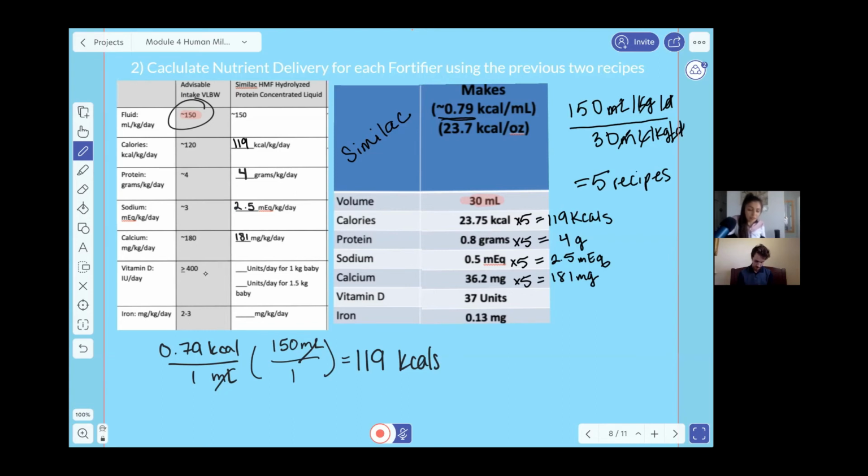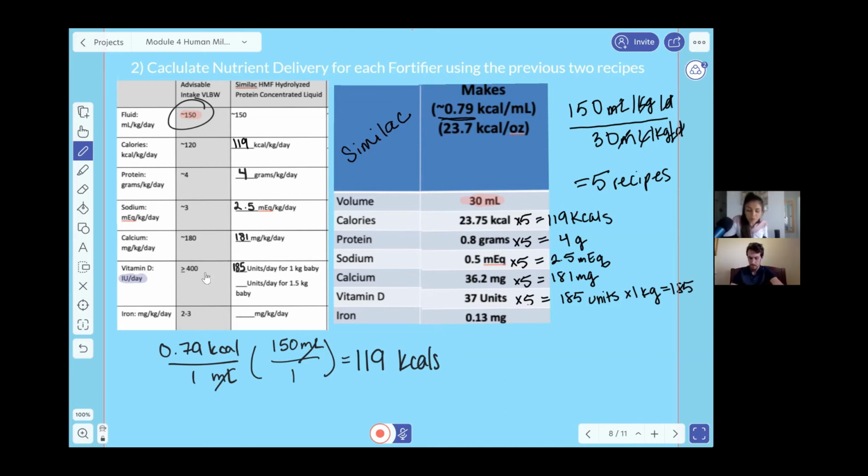Okay, now we're at our vitamin D. Okay, so we have 185 units. If we have a 1 kilogram baby, then we're going to multiply that by 1 kilogram. And of course, we still get 185. However, she's also asking us for a 1.5 kilogram baby, which in that case, you would multiply. I'm just going to do this on the bottom over here.